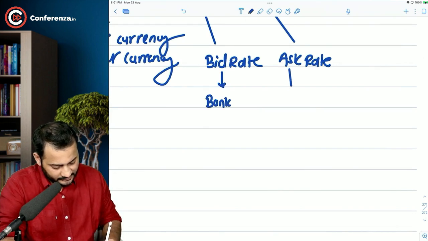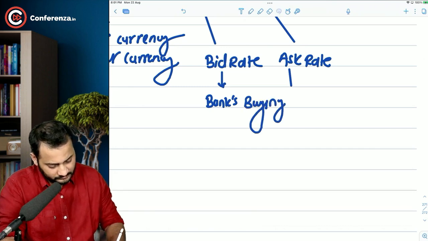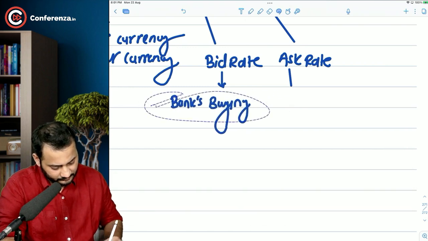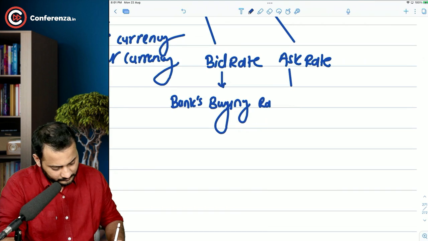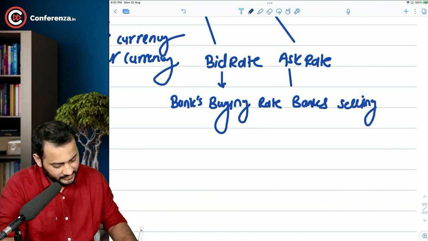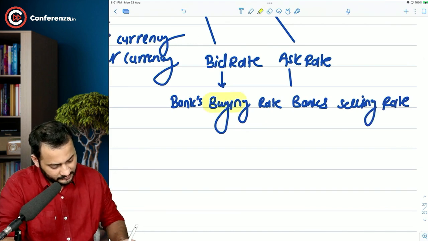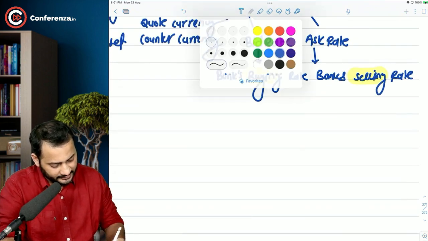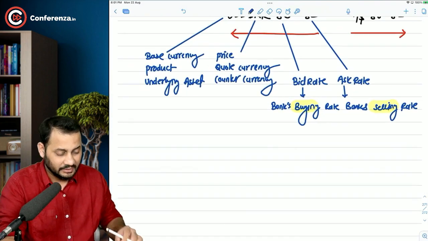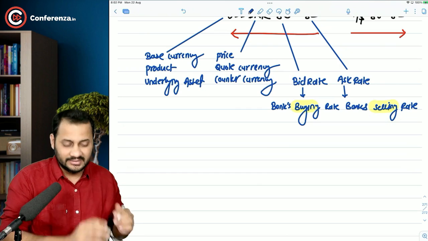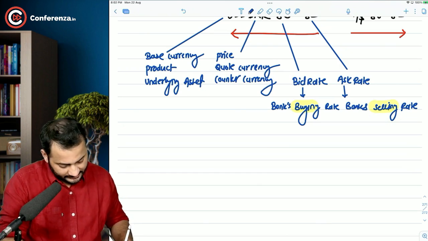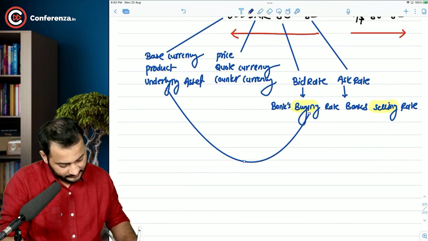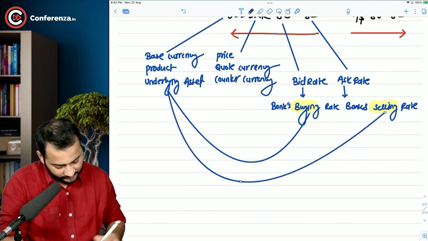This is called the bank's buying rate, and this is called the bank's selling rate. Now understand, what do the buying and selling rates mean? Bank's buying rate and selling rate for what? What exactly is the bank buying and selling at this price? They are buying and selling the underlying asset. That's what you need to understand carefully.